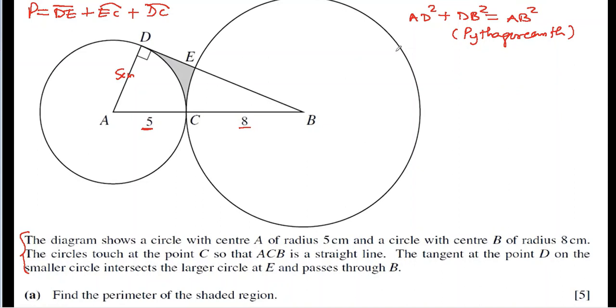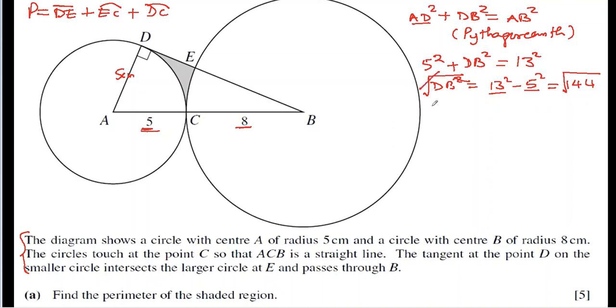Alright, so let's substitute the values. AD is 5 square plus DB square, we don't know it, let's write it as DB only. AB square is 5 plus 8, 13 square. So DB square will be equal to 13 square minus 5 square, which is 169 minus 25, 144. So square root this and square root this, square and square root cancel out. DB will be equal to plus or minus 12, correct? But I'm ignoring minus because the length cannot be a negative one. So DB is 12.